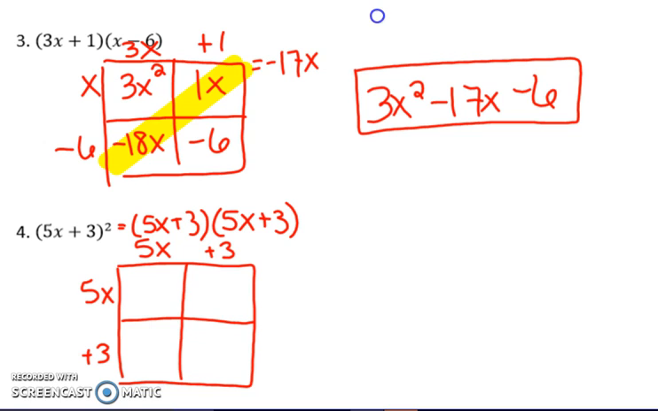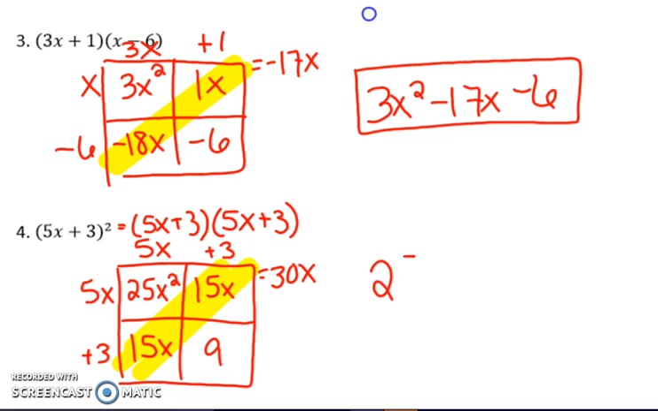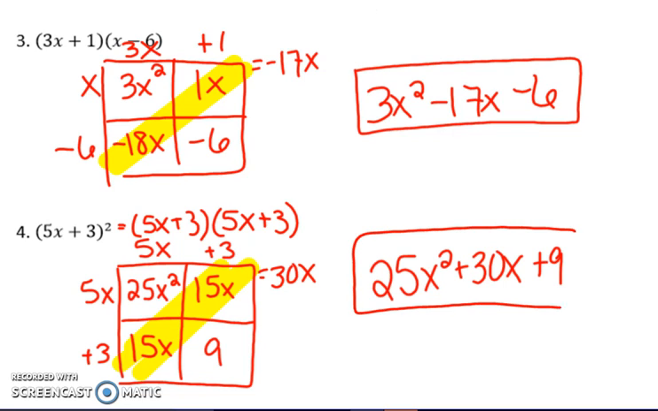Well, 5x and 5x multiply to give me 25x squared. 3 times 5x gives me 15x. 5x times 3 gives me 15x. And 3 times 3 gives me 9. I'm going to combine my like terms on my diagonal. 15x and 15x give me 30x. So my final answer is going to become 25x squared plus 30x plus 9.